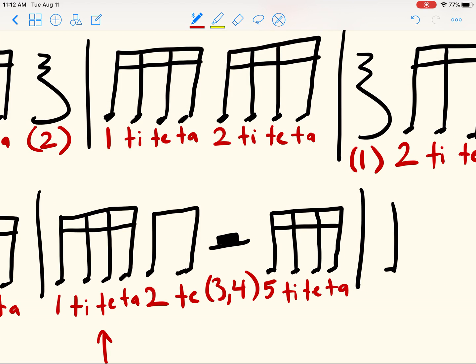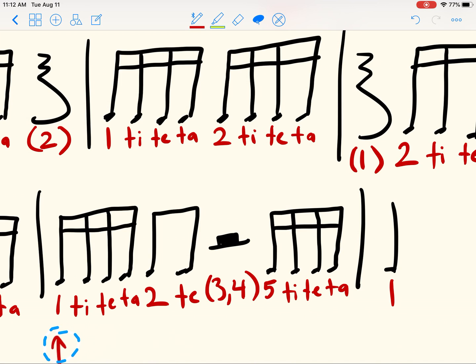Let's try this measure with a downbeat going on to 1. 1, 2, here we go. 1 T Theta 2 T 3 4 5 T Theta 1. Try it again. 1, 2, here we go. 1 T Theta 2 T 3 4 5 T Theta 1.